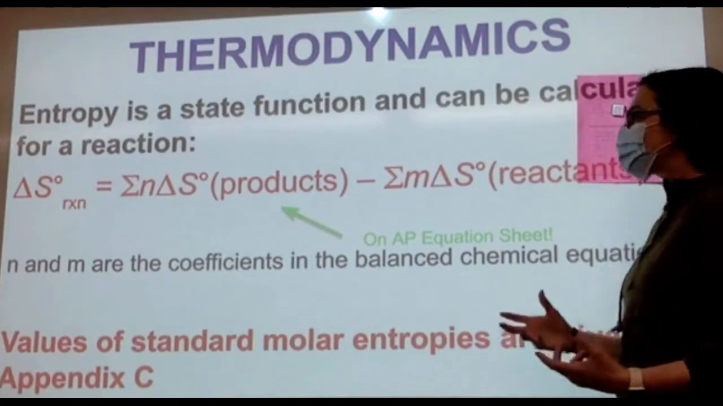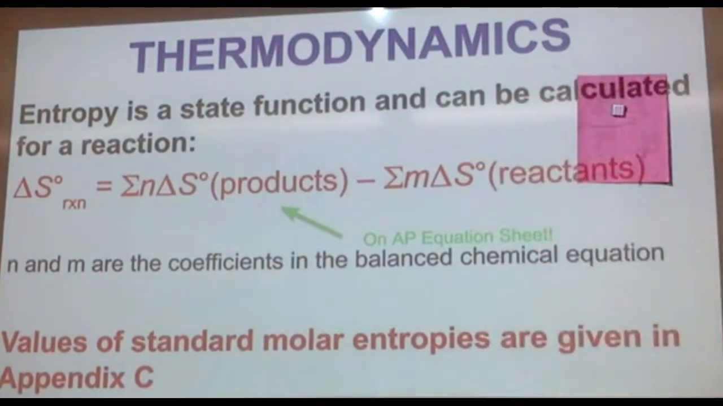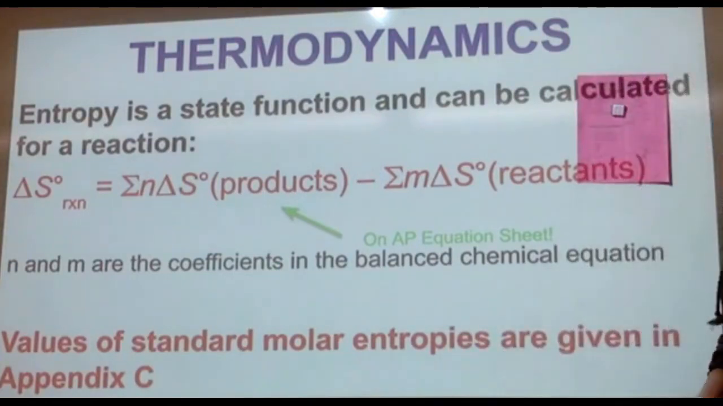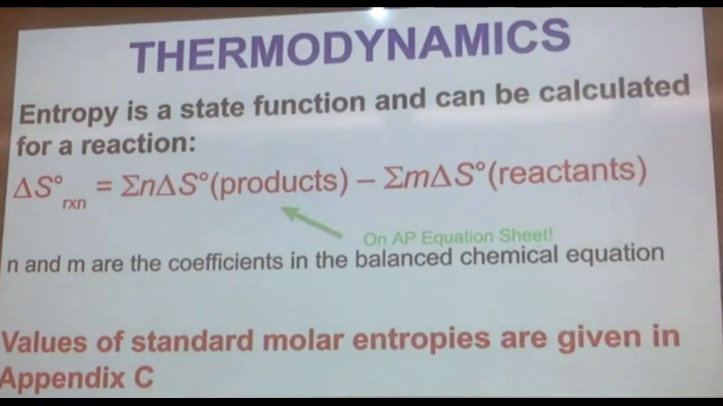Now, all of the practice questions that I give you in the notes today are actual practice AP questions. So they give you the entropies in the question, but mastering the examples that were done, you weren't given the entropies, and so you had to find them in Appendix C. On tests and quizzes, you'll be given those.